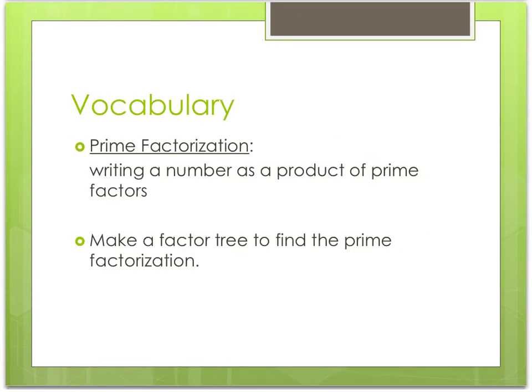So here are the vocabulary terms you need to write down in your notes for further reference. Prime factorization is writing a number as a product of prime factors. The other thing that we need to do is make a factor tree to find the prime factorization. That's not a vocabulary term, but that's just a step that we need to use. I'm sure that in the past you've worked with factor trees. So in the next example, we're going to show you an example of a factor tree.